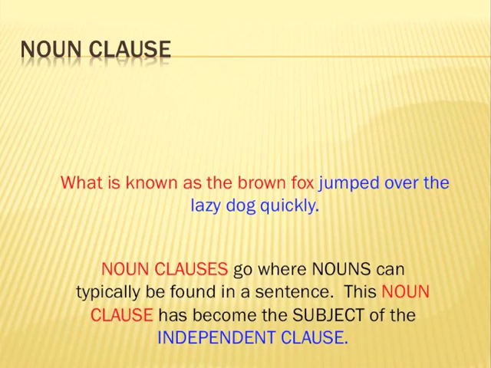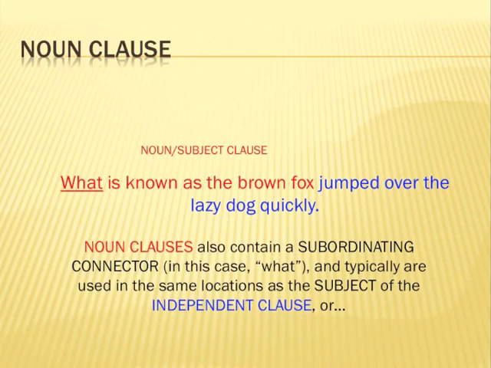Well, noun clauses go where nouns can typically be found in a sentence. So, for example, this noun clause has now become the subject of the independent clause. So all of this idea is treated together. All of this is part of the noun, what is known as the brown fox. Of course, noun clauses also contain subordinating connectors, so in this case the word what helps connect the information to the rest of the sentence.